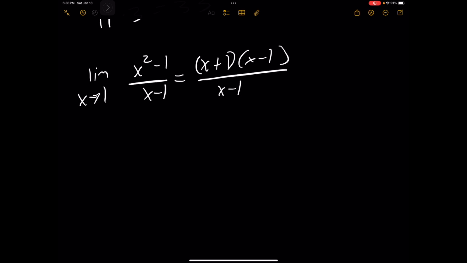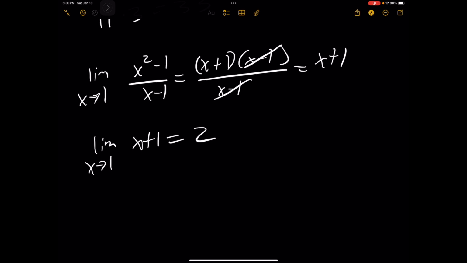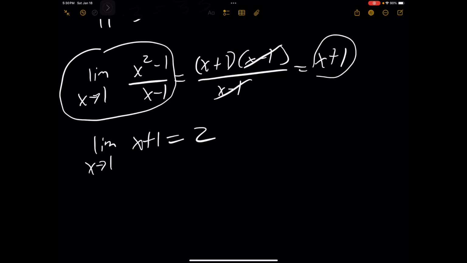And from here, I can cross off these x minus 1s. And if I do that, what I'm left with is x plus 1, and the limit as x approaches 1 of x plus 1 is exactly 2. And if we graph both of these functions, we would see that our function x squared minus 1 over x minus 1 is identical to the graph of the function x plus 1 at all points besides at the point x equals 1, where there is a removable discontinuity.